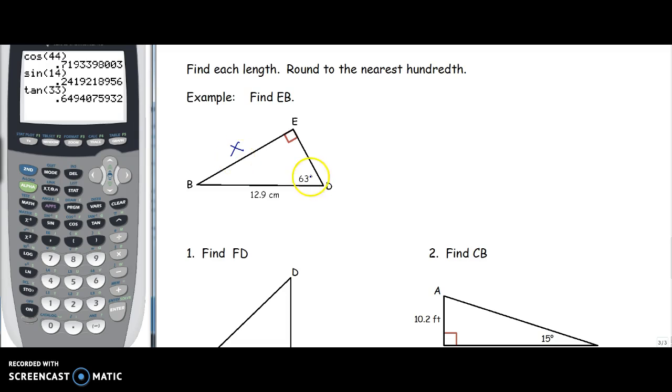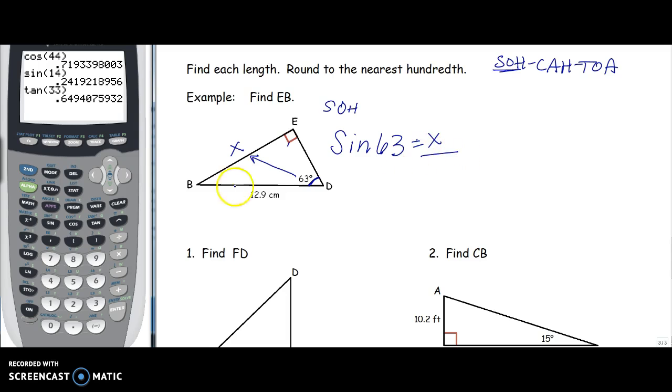Okay, so if this is our reference angle, across from it is the opposite, right? And then across from the 90 degrees is your hypotenuse. So which of these in SOHCAH has OH in it, and that's sine? Okay, so we're going to use the SO part. So we're going to say sine of 63 is equal to opposite over hypotenuse, x over 12.9. Okay, in order to do this problem, you're going to solve for x. Since you're dividing by 12.9, you're going to multiply by 12.9.